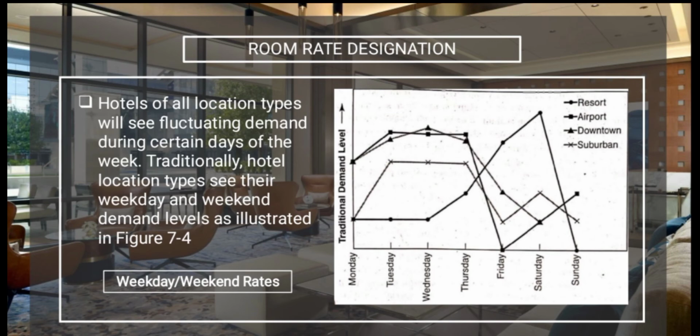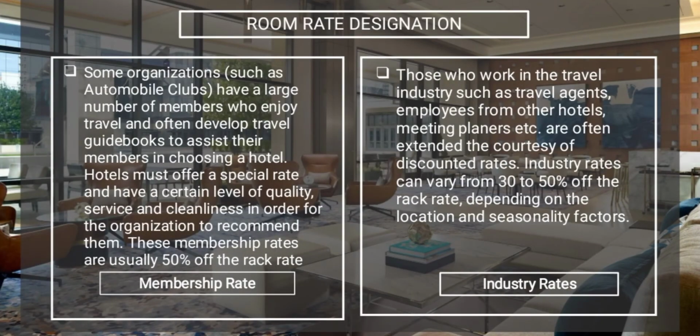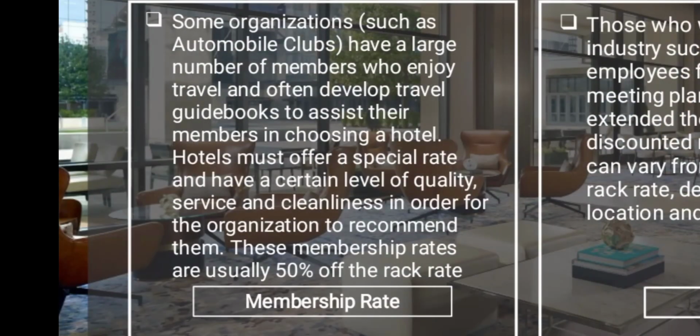So, the room designation identifies whether it is a smoking or non-smoking room. Hotels may distinguish room designations by grouping them on separate floors. So, for the room rate designation, there are two groups. First, the membership rate. Some organizations, such as automobile clubs, have a large number of members who enjoy travel and often develop travel guidebooks to assist their members in choosing a hotel.